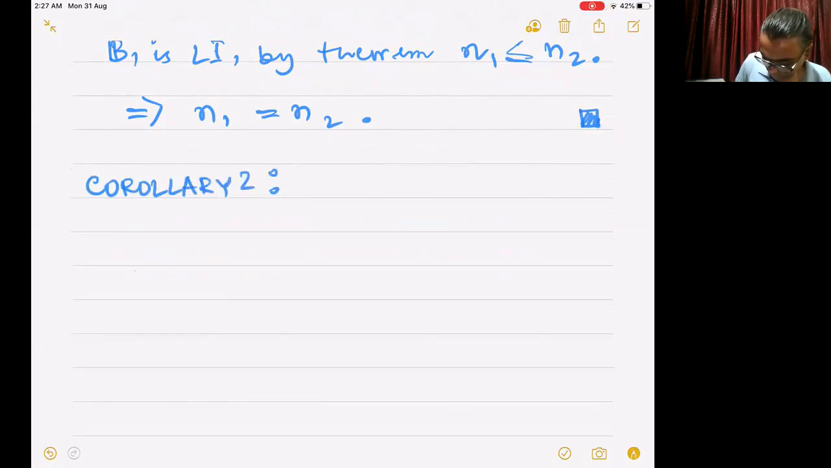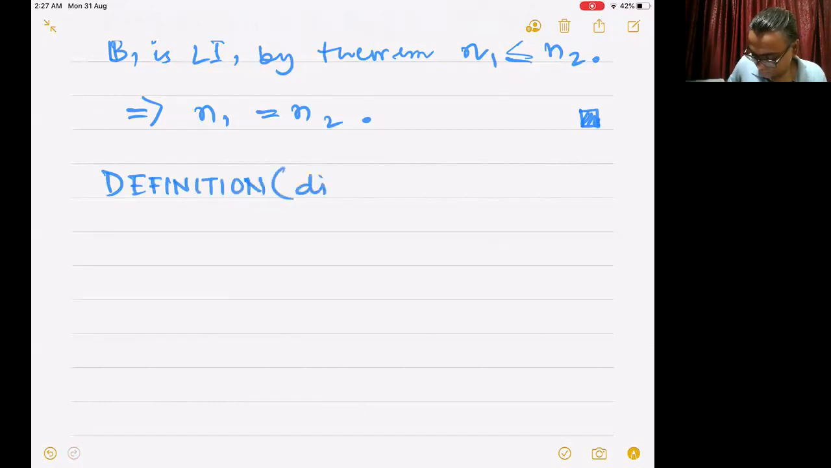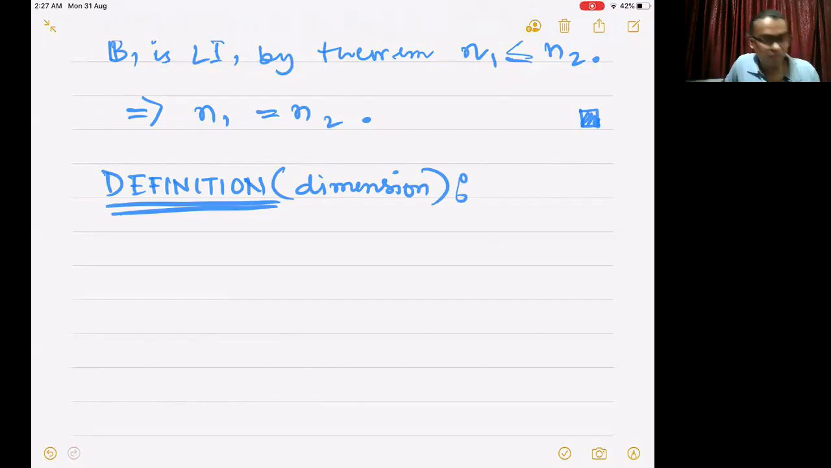Corollary number 2. Oh, but before we come to corollary 2, corollary 1 actually allows us to give a great definition: the definition of dimension. We have been saying this term dimension so often, but we have never formally defined it so far. Here is the definition.